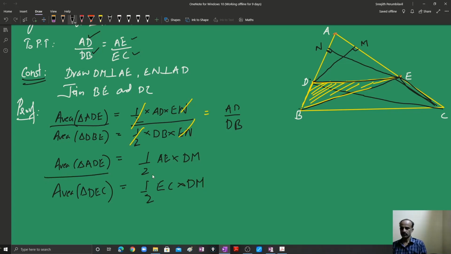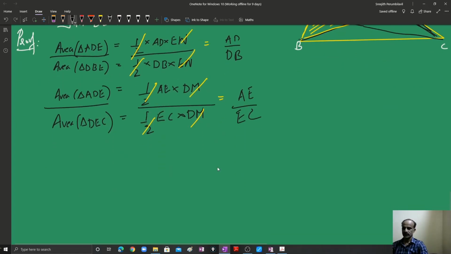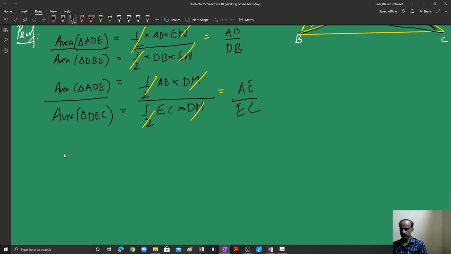Now when we divide both of them, half and half cancel, DM and DM cancel. What remains is AE by EC. So we obtain these two things. Our primary aim is to bring this. We got that. Now we have to prove they are equal. How can we prove they are equal? Now we know something. What is that?